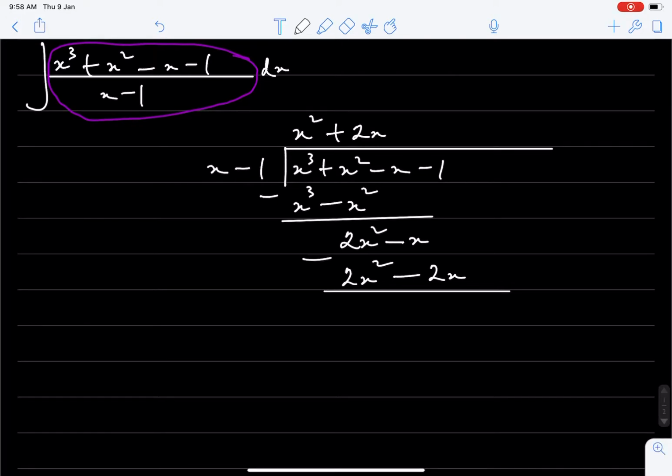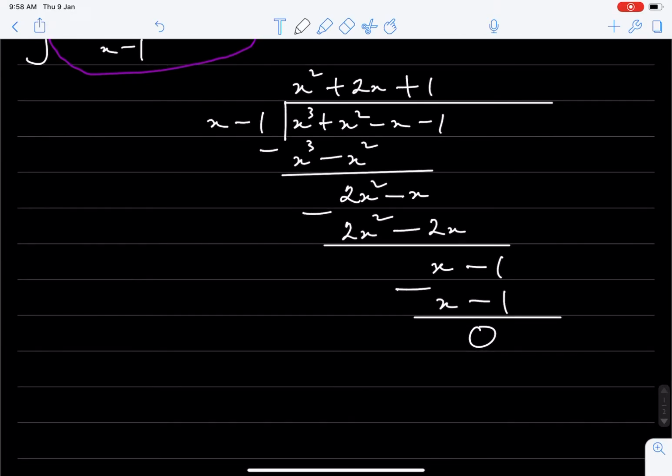We subtract again, 2x squared minus 2x squared is 0. Minus x minus minus 2x is x. Then we bring down minus 1. So we go again, x divided by x is 1. And then we multiply, 1 times x minus 1. Of course, this is just simple division of polynomials. x minus 1 minus x minus 1 is 0.